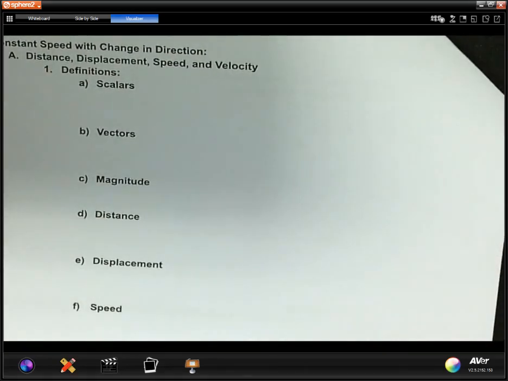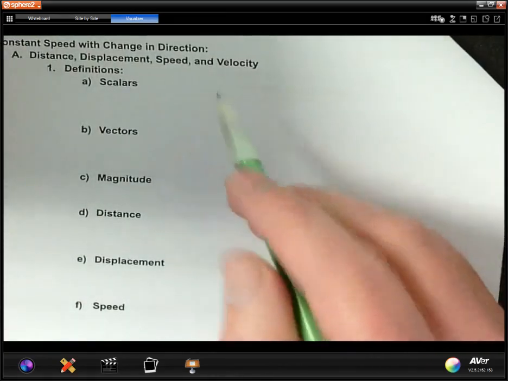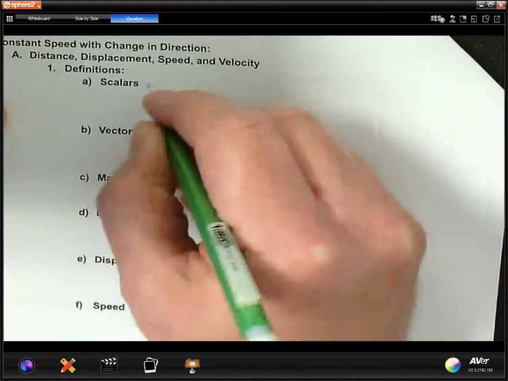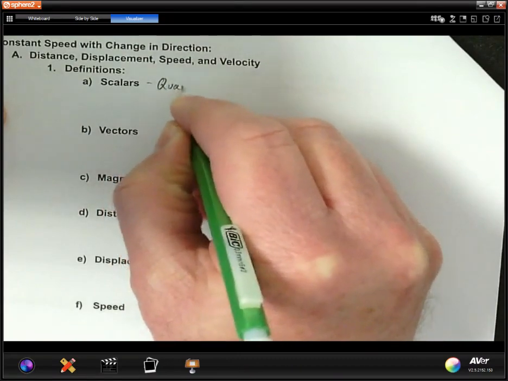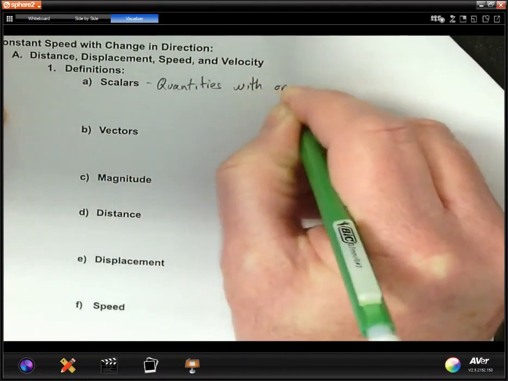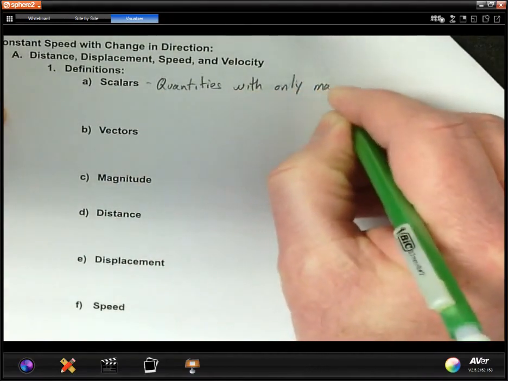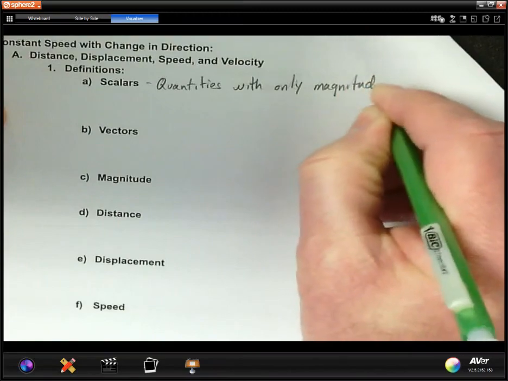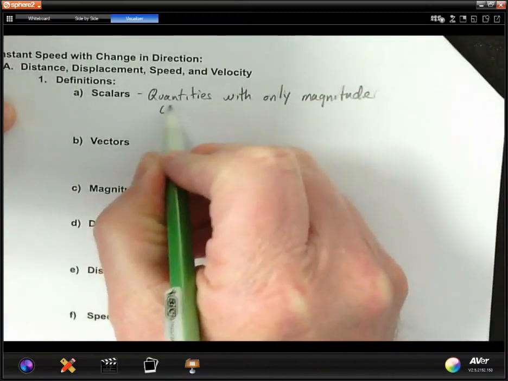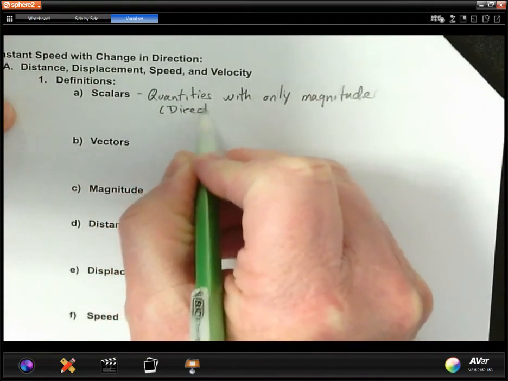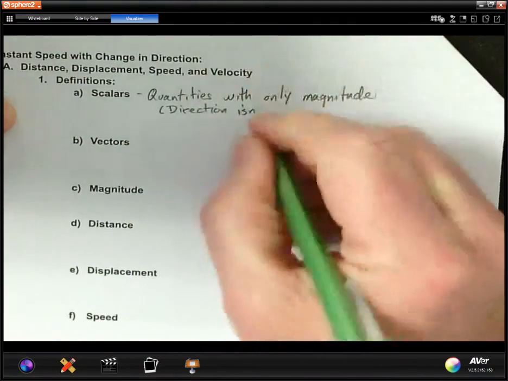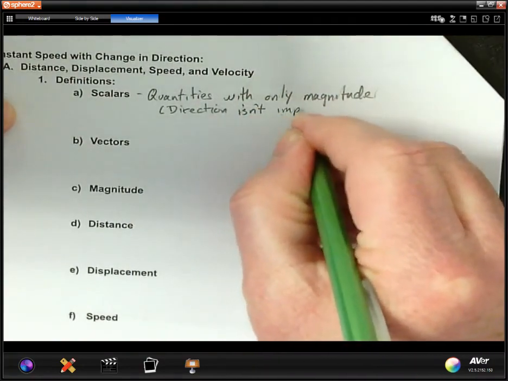All right, in this video, we're going to start talking about the difference between speed and velocity. The first thing we're going to talk about is scalars, and scalars are quantities with only magnitude. Magnitude means the size of it, and direction is not important.